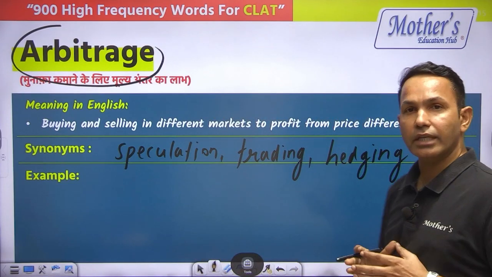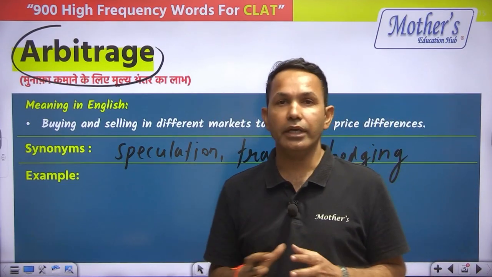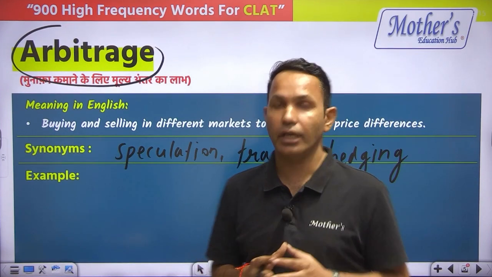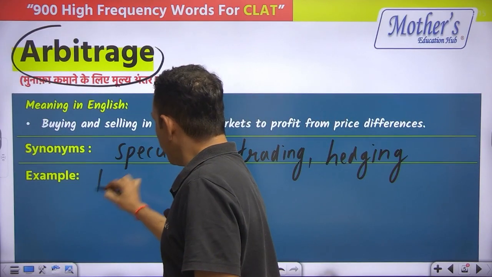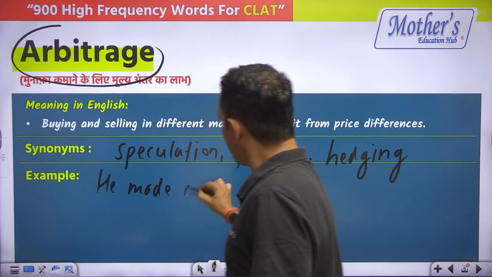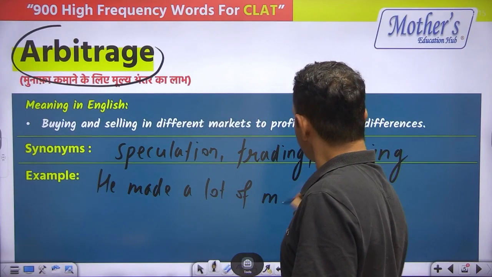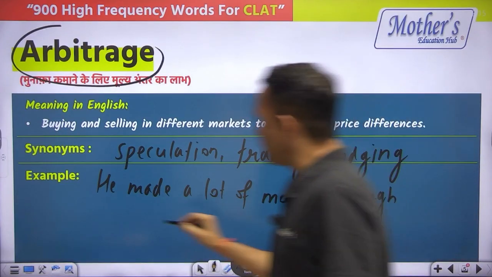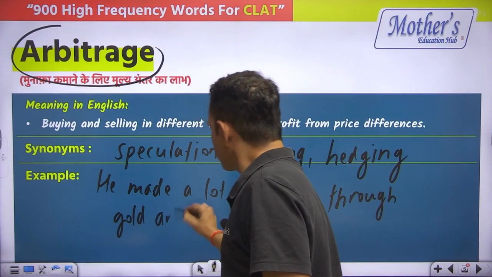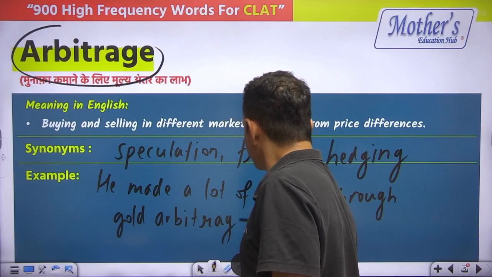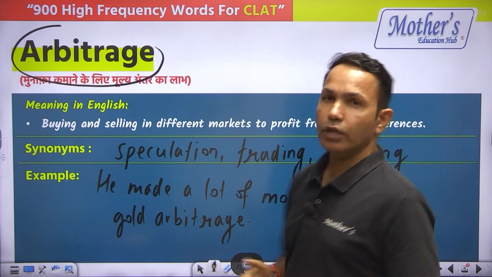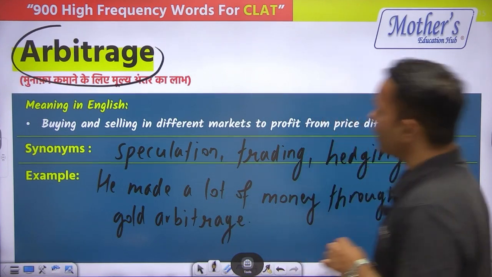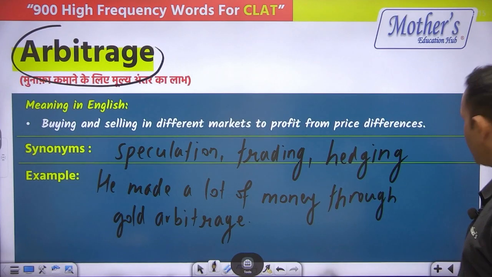Let's use this arbitrage in a sentence. He made a lot of money through gold arbitrage. Currency arbitrage can be risky because currency is highly volatile. He bought gold in a different market and sold it in a different one. So he made a lot of money through gold arbitrage. So that was the word arbitrage. Let's move on to the next word.